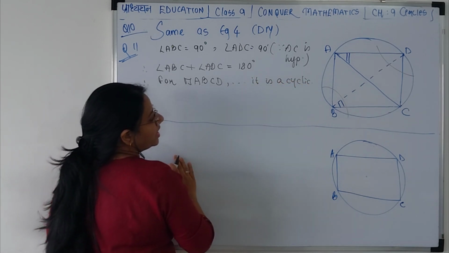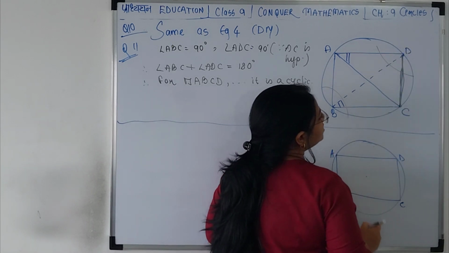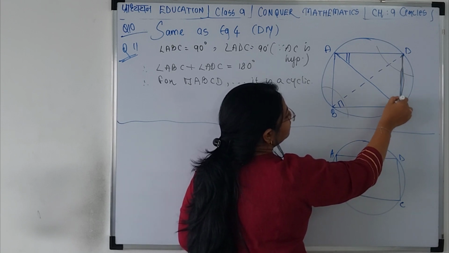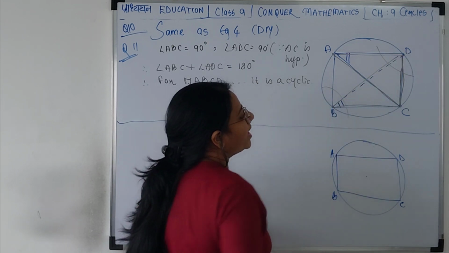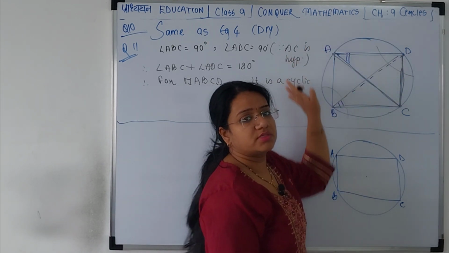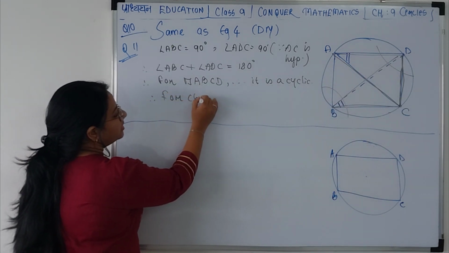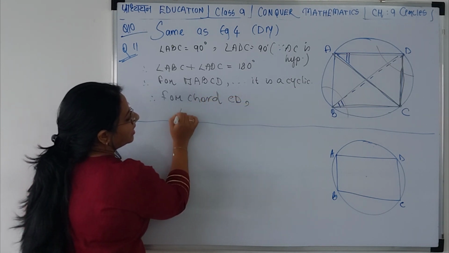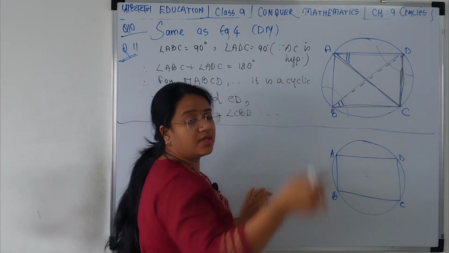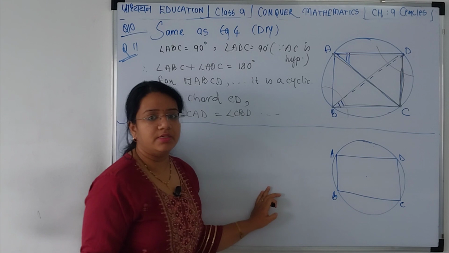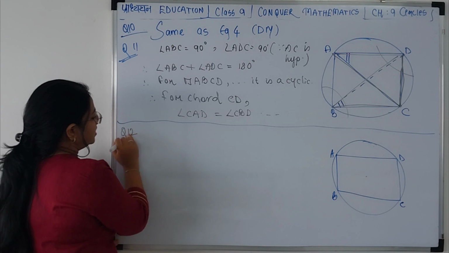If it is a cyclic quadrilateral, then I can say for chord CD. See which two angles you are required to prove? You are required to prove that angle CAD is equal to angle CBD. These are the two angles formed by chord CD on the same side of the circle. Therefore, we can say for chord CD, angle CAD is equal to angle CBD. Angles formed in the same segment by a chord. Is that clear? Very easy, very basic. Okay.